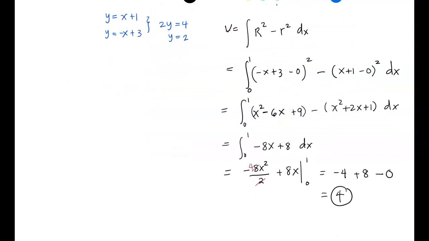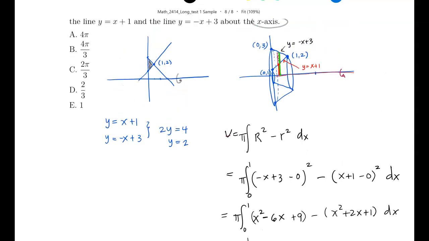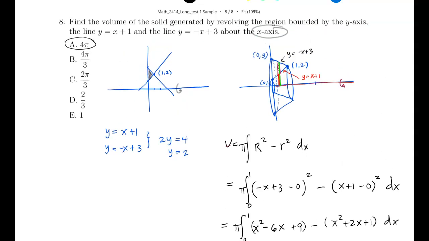And I forgot to put the pi. You will always have to put pi here. That's the formula. So there should be a pi here. Okay. So the answer is 4 pi. And that is choice A.